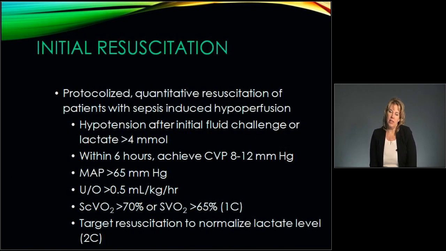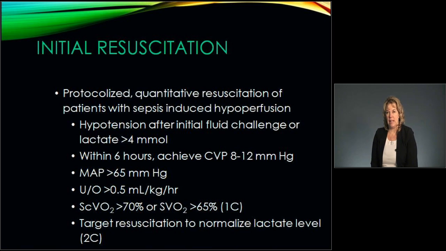Initial resuscitation then that we look at is to utilize for sepsis, especially a protocolized quantitative resuscitation protocol for patients with a sepsis-induced hypotension. Typically, we're going to do fluid challenges. We want to measure their CVP and target a goal of at least 8 to 12 millimeters of mercury of pressure if they're spontaneously breathing. Otherwise, if they're on a ventilator and we have positive pressure ventilation, then we need to target a higher CVP.